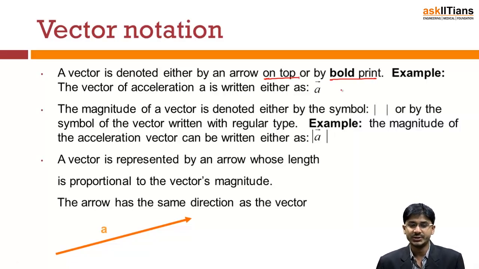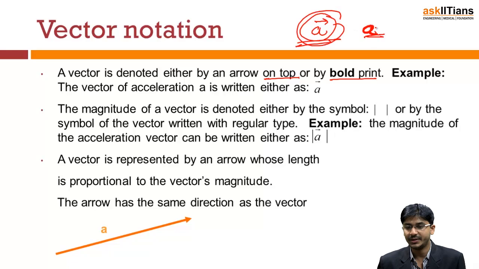Now how do we denote this vector? A vector is denoted either by an arrow on top or by bold print. Like if A is a vector, either I will write it like this, or this is A that has been made bold. In our lecture we will be using this method, because we cannot bold it all the time. So this is how a vector is denoted. The vector of acceleration, like the example, is written like this, vector A.